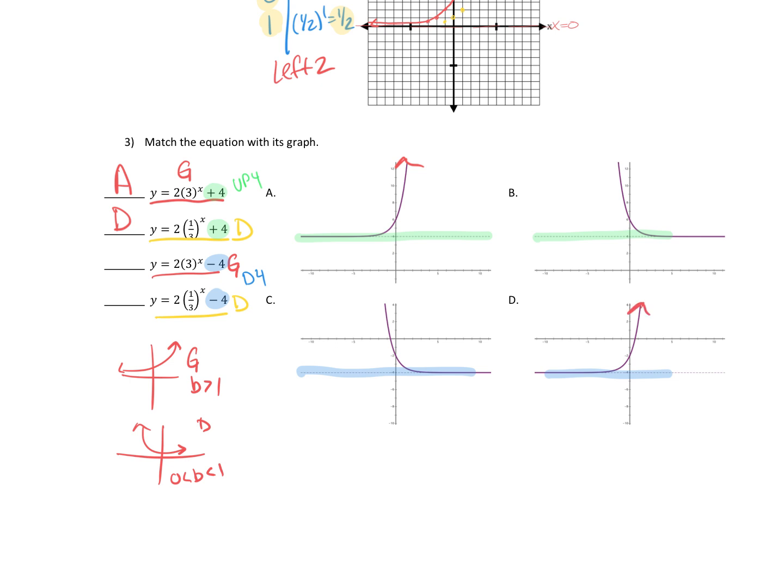Now, these ones are approaching the asymptote on the right side, so I know these are both decay graphs, B and C. B is shifted up. Oh, sorry, I just realized, sorry about that. This should be growth is D. Yeah, so this is growth. This is growth. And this is up 4, and this is down 4. All right, sorry. And then decay, this one is decay and up 4, so that represents this equation. And this is decay and down 4, so this represents this equation.